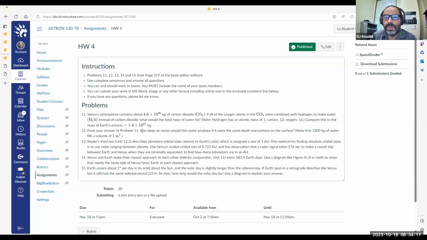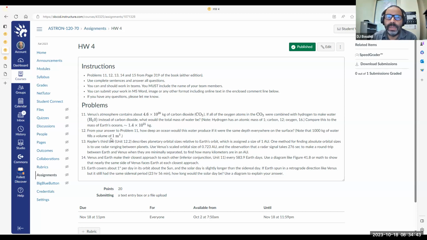Then the second problem is related to that. It gives you the density of water, which is known to be 1,000 kilograms occupying a space of 1 cubic meter. It tells you how high that water would stack if you succeed in making water out of this carbon dioxide on the surface of Venus, and the surface of Venus is entirely covered by that water. So that's the second problem.